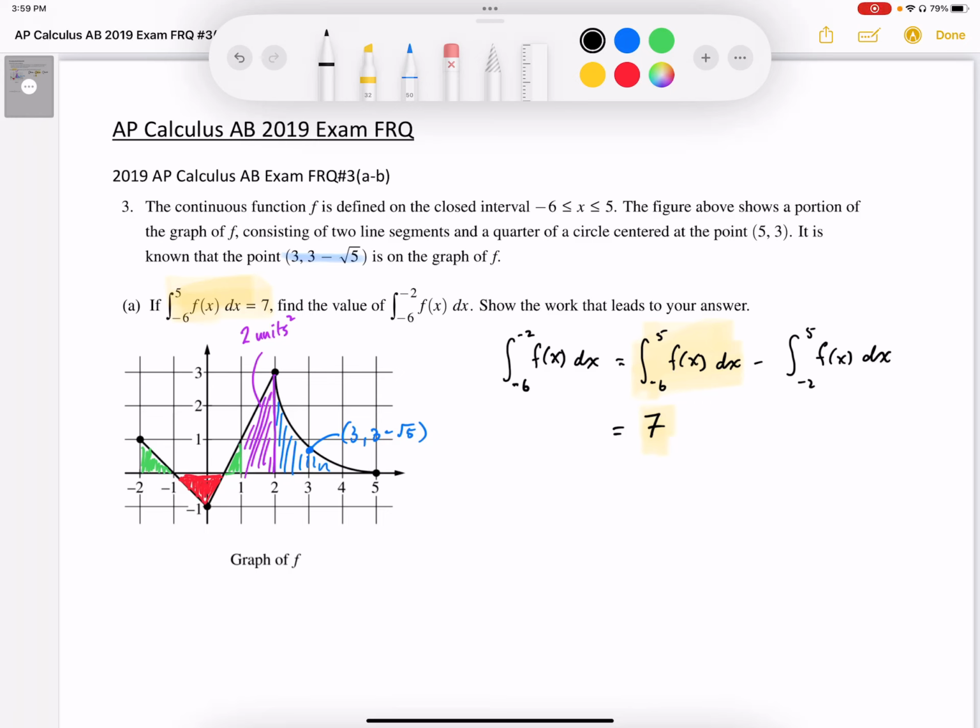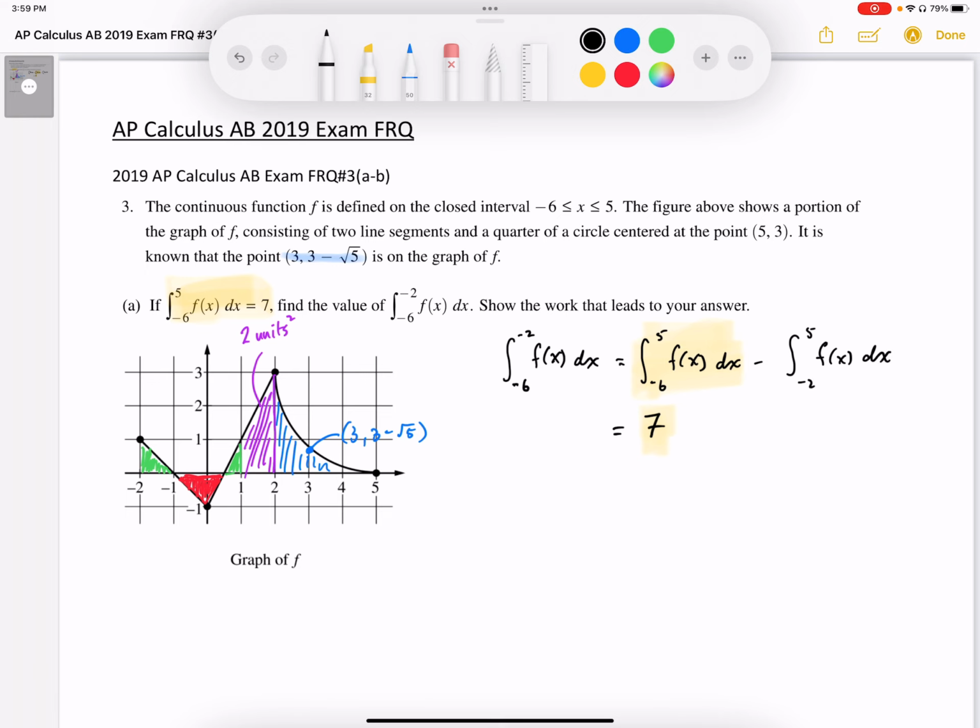Question 3. The continuous function f is defined on the closed interval from -6 to +5, and the figure shows a portion of the graph of f. So if we take a look at the graph, we can see the area from -2 to +5. What we don't have is the area from -6 to -2.